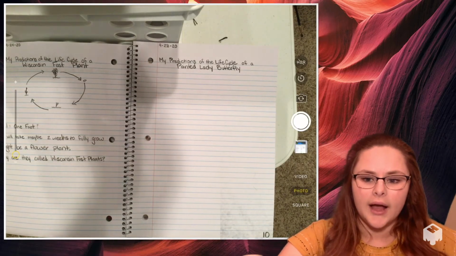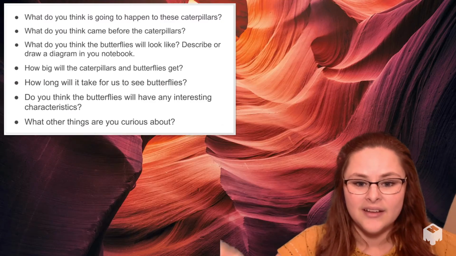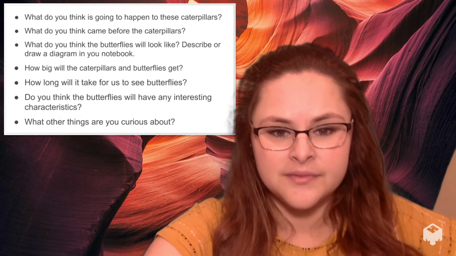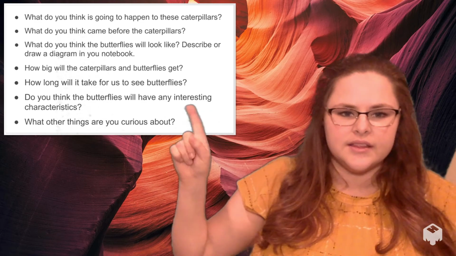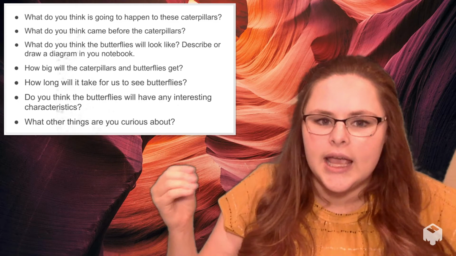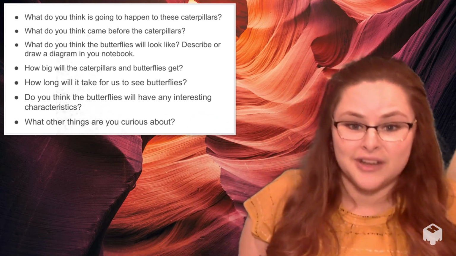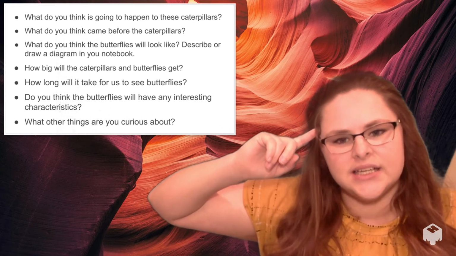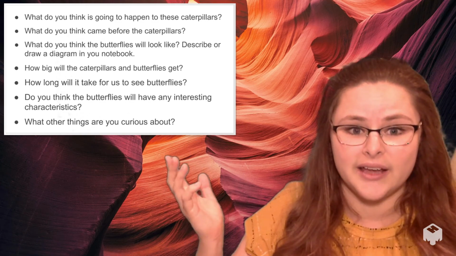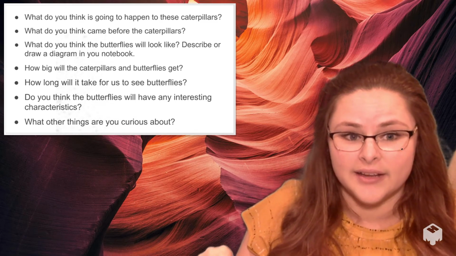I also have some questions for you to answer when you have done your diagram. These are the questions I want you to be thinking about. What do you think is going to happen to these caterpillars? What do you think came before the caterpillars? What do you think the butterflies will look like in the end? Remember, these are called painted lady butterflies. What do you think that might mean? What do you think that means for what they look like? I want you to describe it or draw it in your diagram that you are drawing.